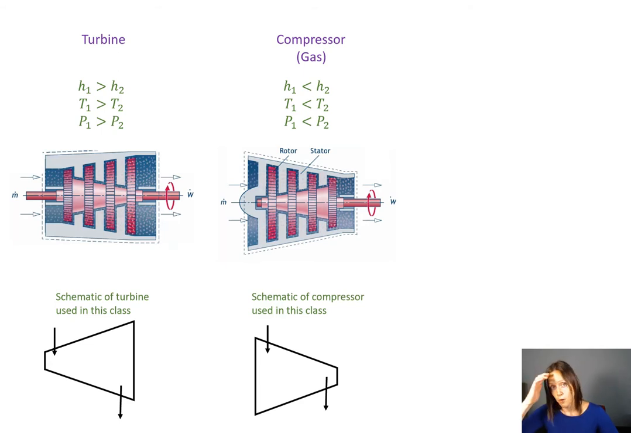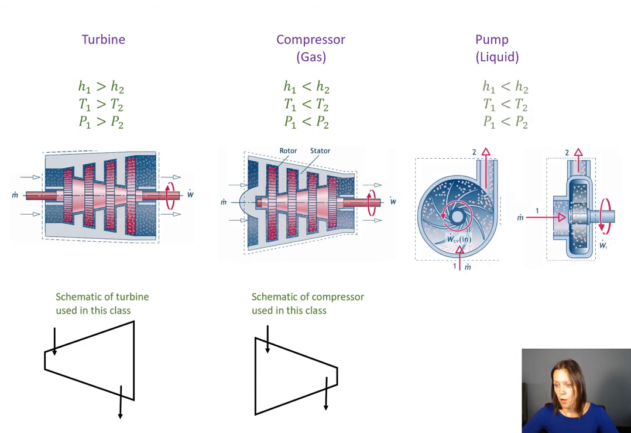The schematic of a compressor that I use is very similar to the one for a turbine. It's just kind of flipped. So I've got things going in at the fat end and exiting at the skinny end. A pump is a compressor as well, but we call it a pump when we're compressing a liquid. If you call it a compressor, you're indicating that you're compressing a gas. And they're analyzed the exact same way, although their design is a little bit different.